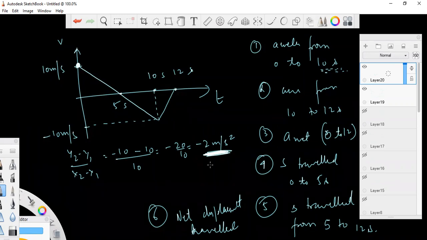Acceleration from 10 to 12. What will that value be? Again, 10 is your initial in this case, and 12 is your final. So when I'm writing the slope for this, what will be my slope?